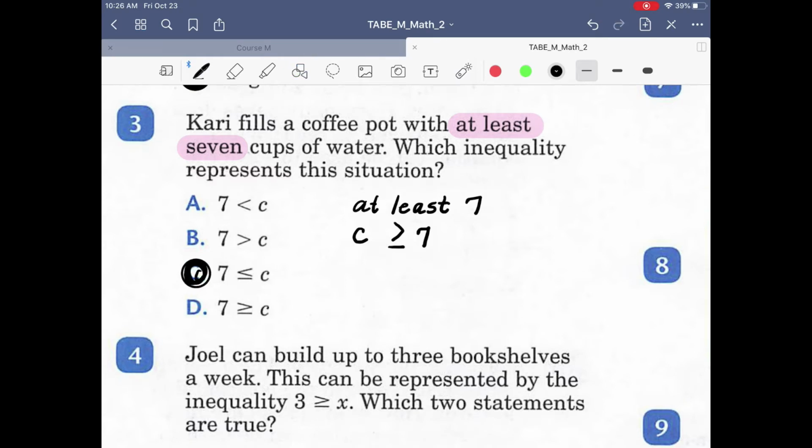The 7 is on the small end of that arrow. So we need to keep it that way in our answer. What they're saying, they didn't write it in standard form. They wrote it this way. But those mean exactly the same thing.